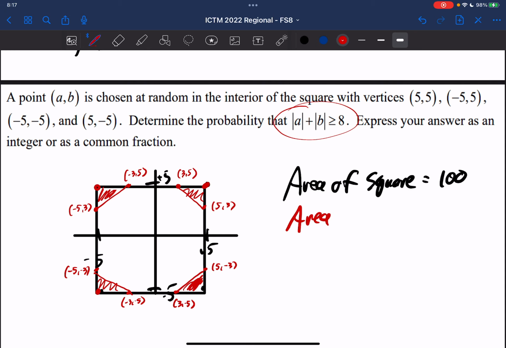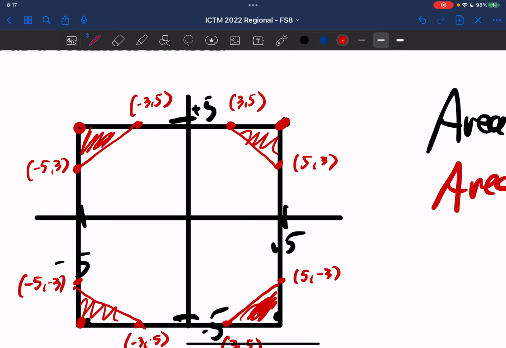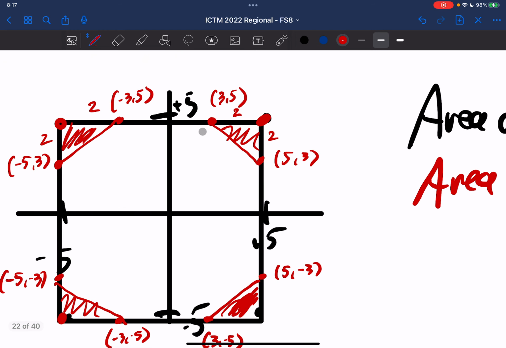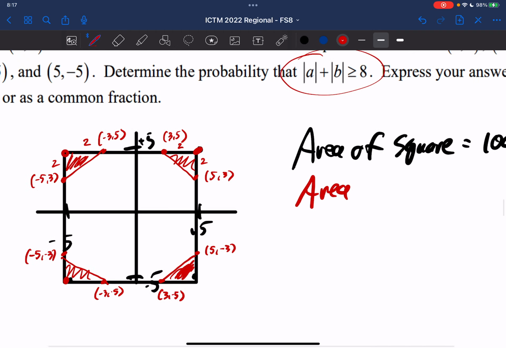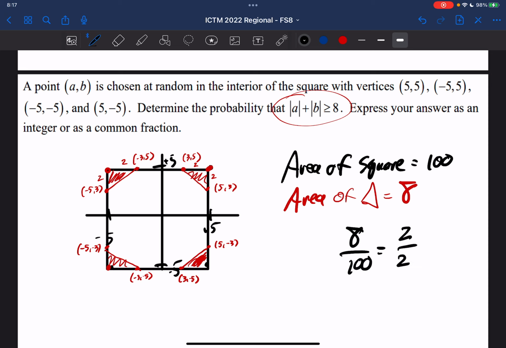So here we have the area of the triangles. We've got a 2 and a 2, a 2 and a 2. So that means each of these triangles has an area of 2, 1/2 base times height. But we've got 4 of them, so we get 8. So our probability is 8 out of 100, and that reduces to 2 out of 25.